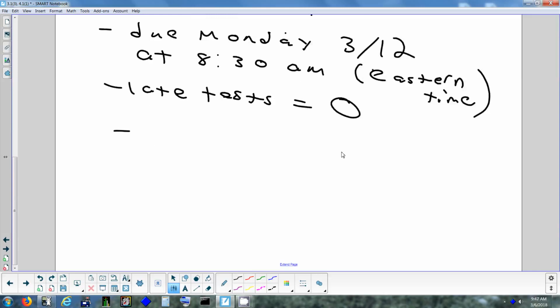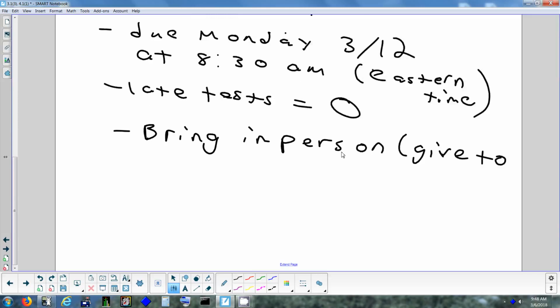Okay, if you are on co-op or you're out, these are your options. Bring in person. Do not leave it under my door. If you just say, oh, I put it under your door and it disappears, sorry. So bring in person, give to me. Or email. Make sure you don't email the other Mr. Hager, because if he gets it, he'll just click delete. So that's no good. Make sure you know who I am. I think that's really your only other option. Either bring it to me in person or email. Okay.